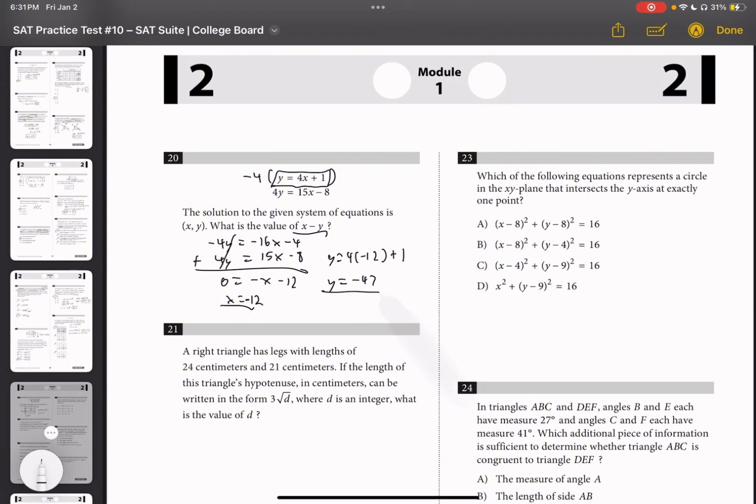Now we have our two variables. It's asking for x minus y, so negative 12 minus negative 47. So this is really just 47 minus 12, and that is going to give us a value of 35.